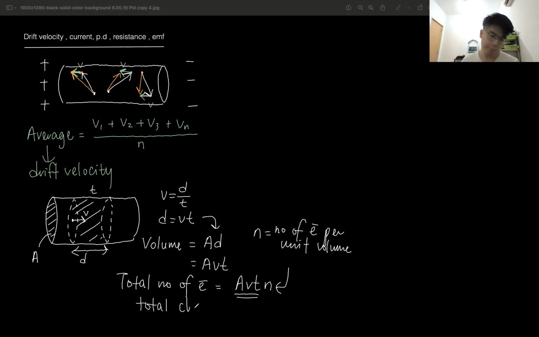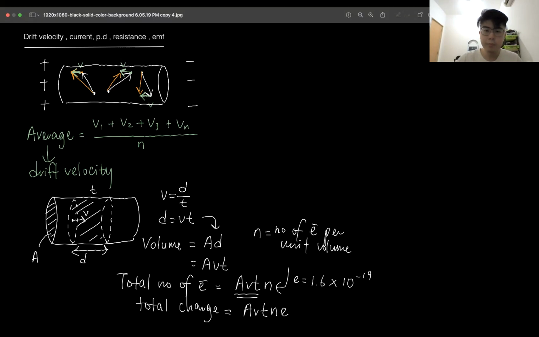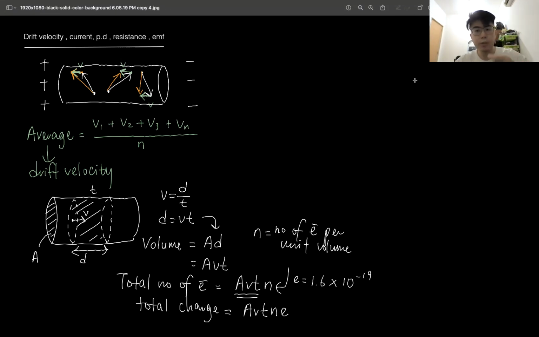Total charge: number of electrons times the charge of 1 electron. So AVT, and the charge of 1 electron is 1.6 times 10 to the minus 19. I'll just call it E. So I put E here, and I get the total charge flowing in a given time.